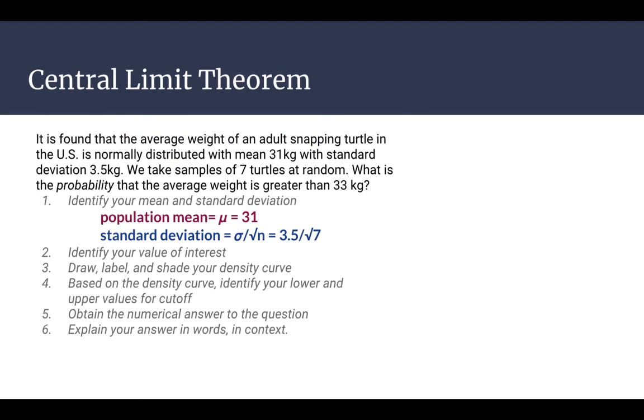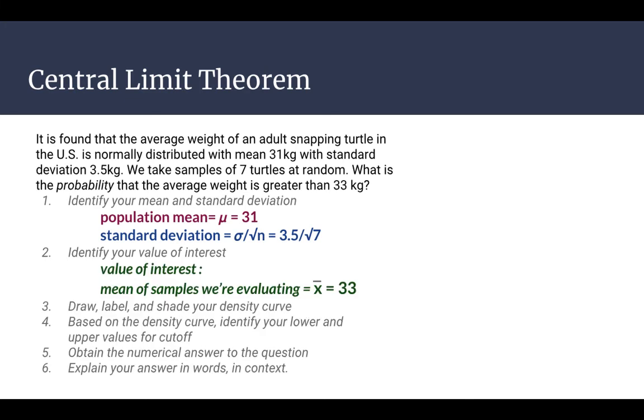So my standard deviation for my sample means is going to be equal to sigma divided by the square root of n. So that's going to translate into 3.5 divided by the square root of 7. When we are looking at identifying the value of interest for the central limit theorem, we are looking at the sample mean in question. The sample mean in question is going to be x bar is equal to 33.